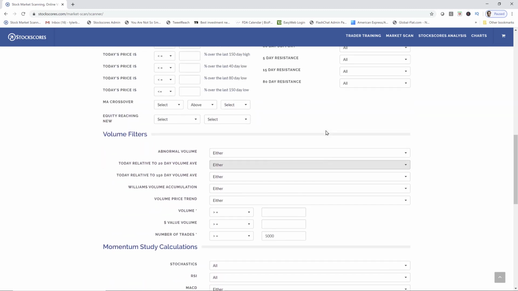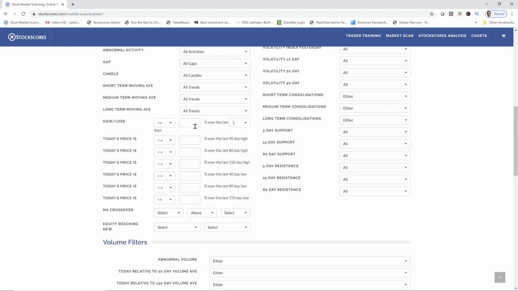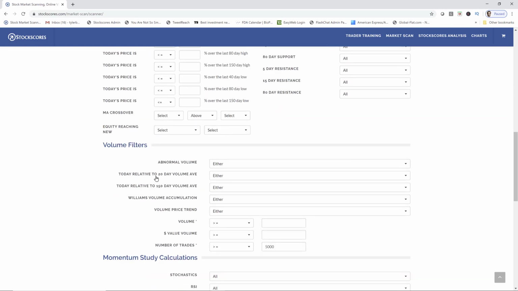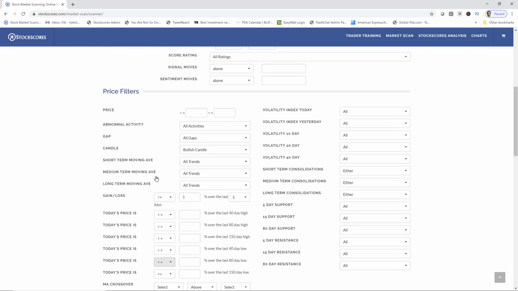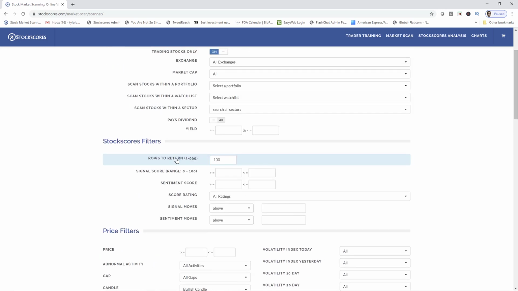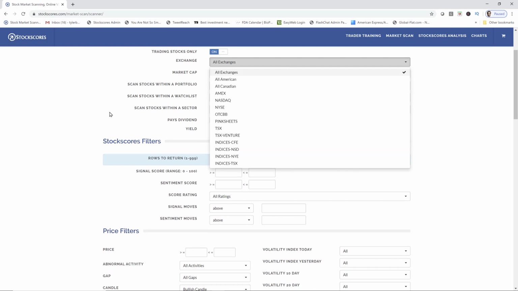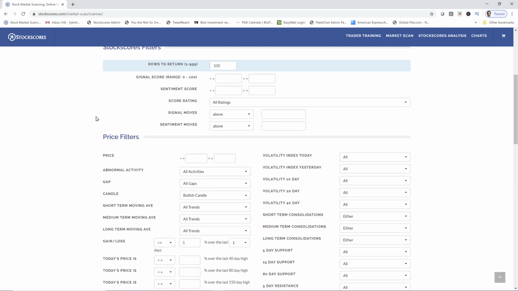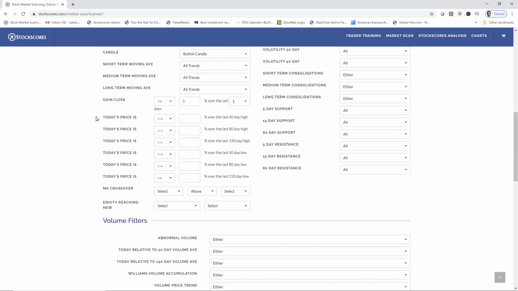I'm going to slide up here, and now I'm going to go to the gain-loss function. And for gain-loss, I'm going to set it to at least a 5% gain over the last day. And I want it to have closed above the open on the last trading day. So we're going to make that a bullish candle. Now, one last thing I could do is filter by exchange. I don't think I will actually. If I was going to run this just on the Canadian exchanges, which I could do up here, then I might lower my number of trades from 5,000 to 500. We'll leave it at 5,000 for now.